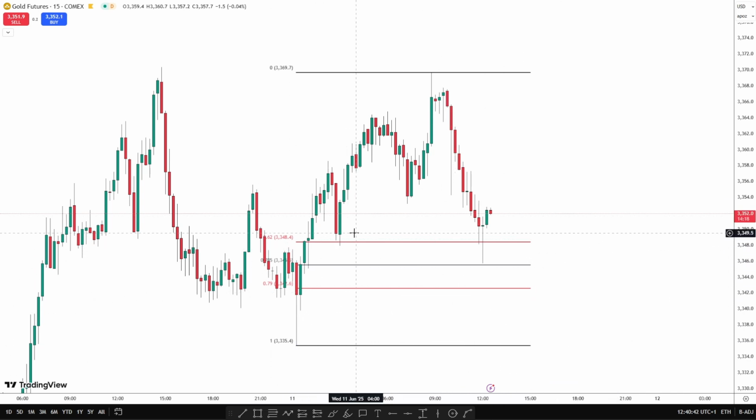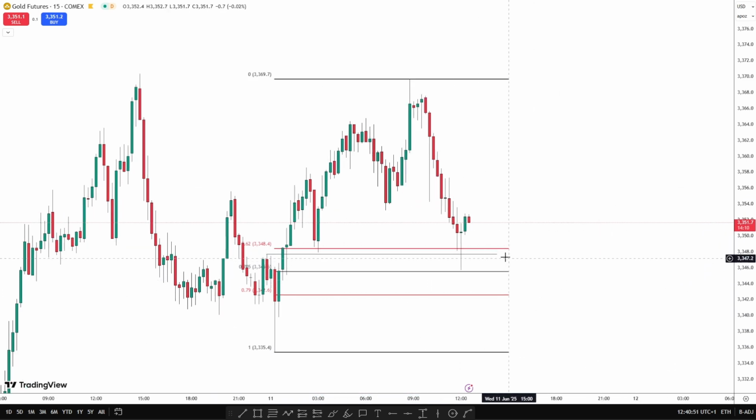Aligning with our OTE zone. So this would have been a perfect entry model on the 15-minute time frame. Break block plus OTE plus a liquidity sweep. Everything is in your favor for bullish price action.